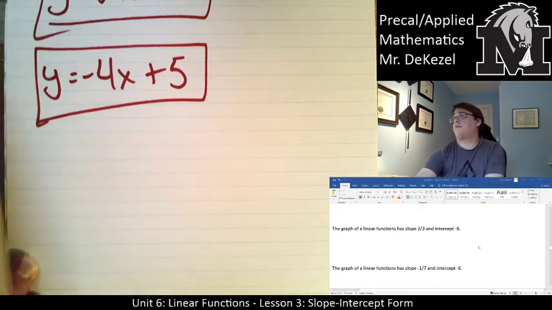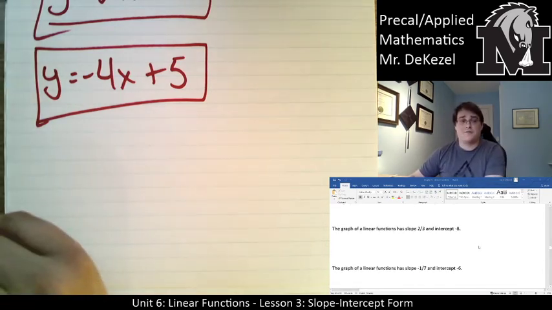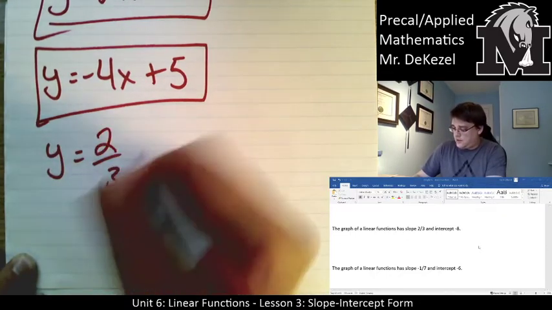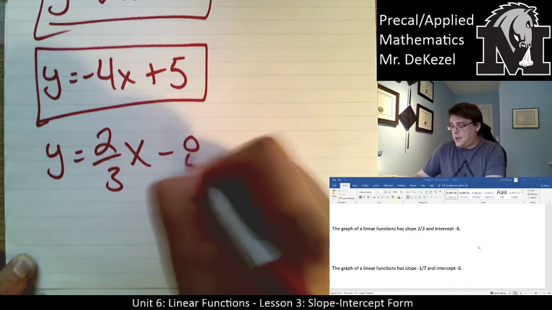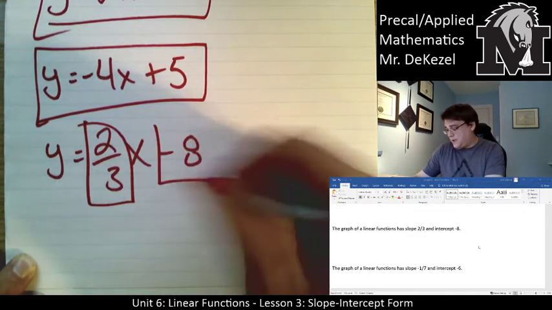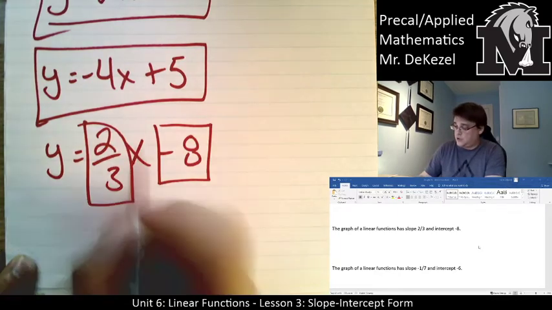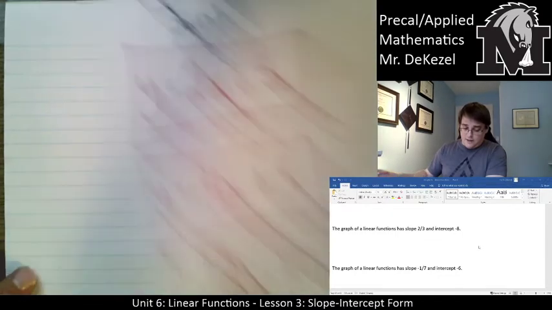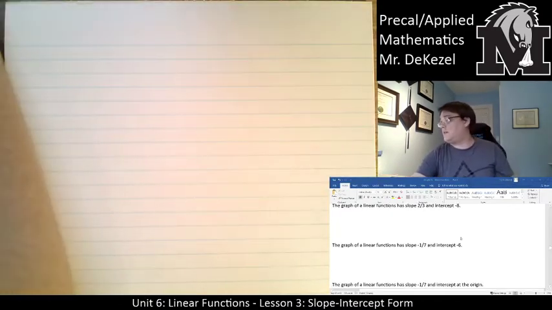If we have the graph of a linear function, a slope of 2/3, intercept of minus 8, y is equal to 2/3 x minus 8. Right? y equals mx plus b. That's all we need to do. That is our equation for that one. Let's see here. What is our next one?